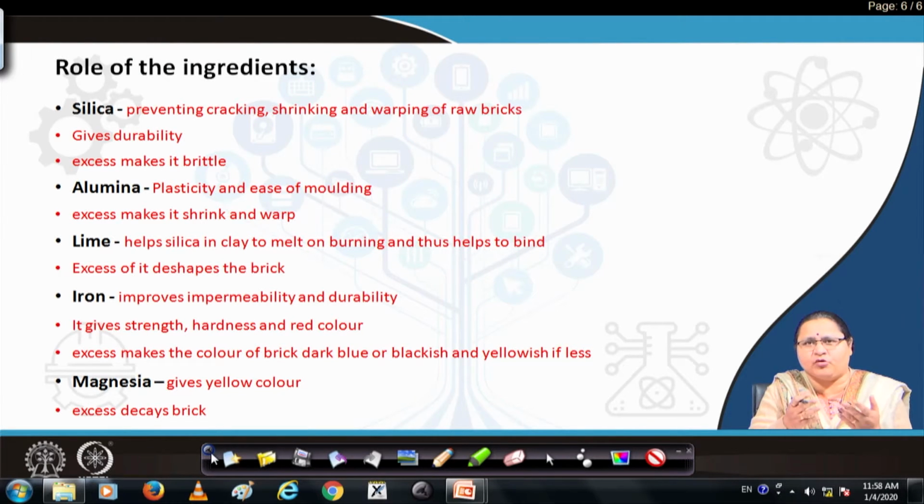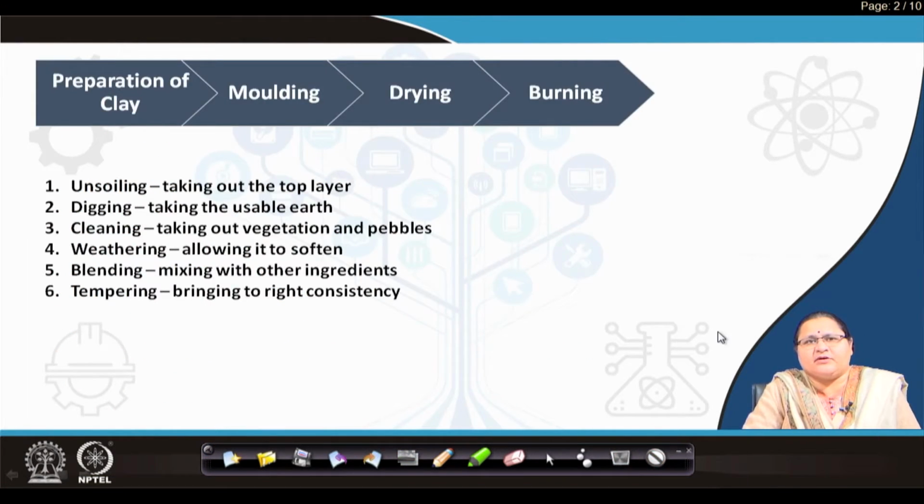So, clay in its original form does not look red, but after this processing you get the red color to it. Okay. Now, come to the preparation of clay.